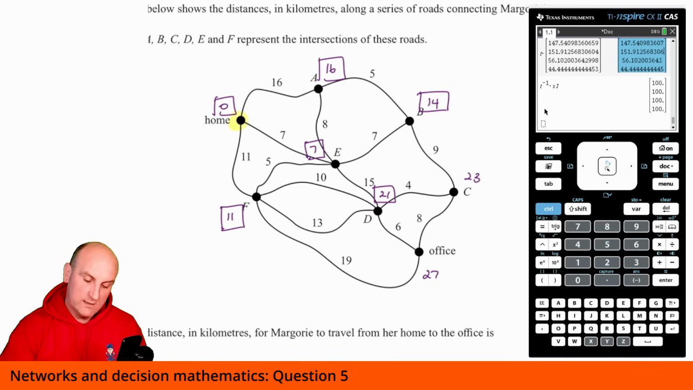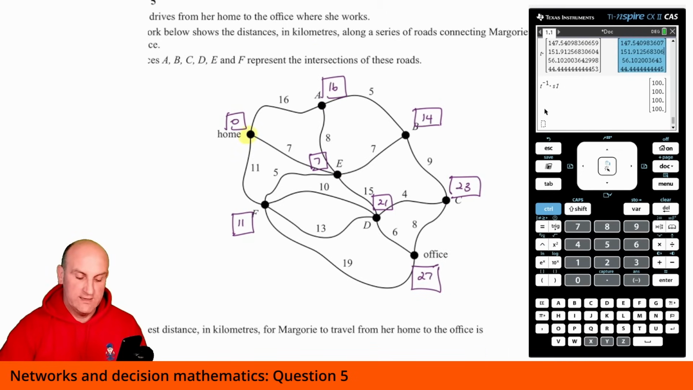And there we go. That's that. Let's look at my next smallest number, which is 23. 23 plus 8 gives me 31, 27. So as far as I'm concerned, I can get there in 27.